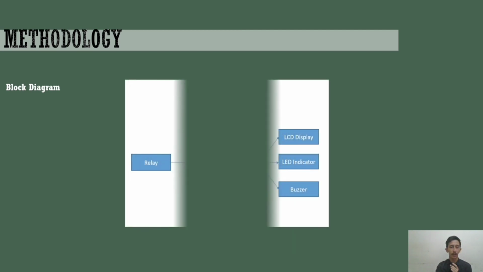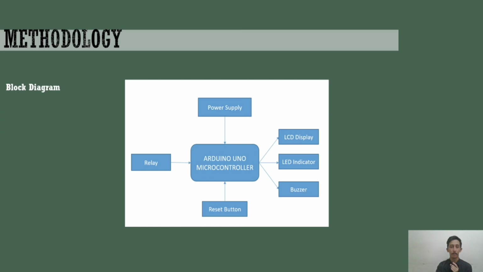Now the block diagram. Firstly, the power supply activates the Arduino Uno microcontroller, and it gives the LCD display, indicator and buzzer as outputs. Then there is a reset button to reset the Arduino. And then I put the relay to be checked.